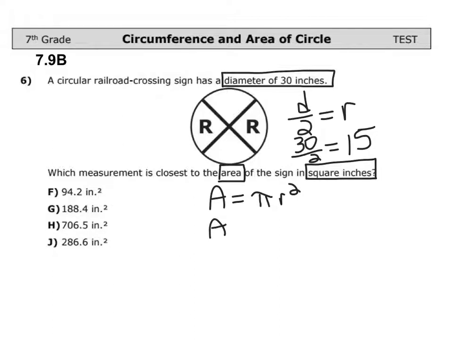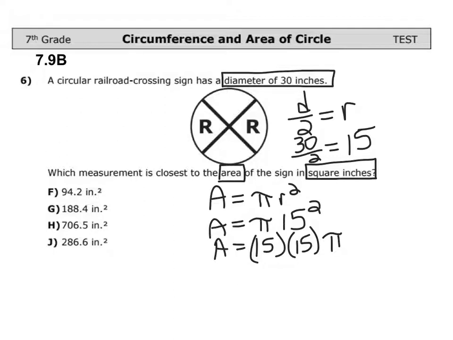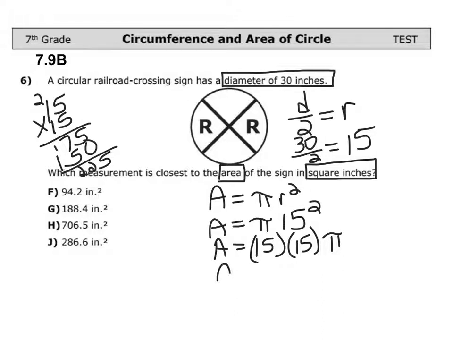So let's go ahead and substitute. We have pi times 15 squared. If you look at this, that means 15 times 15. So area equals 15 times 15 times pi. I'm going to multiply 15 times 15 over here on the side. That's 25, 75, 5 and 1, so 5, 12, 2. So that means that my area is 225 pi. But remember, this is in terms of pi.